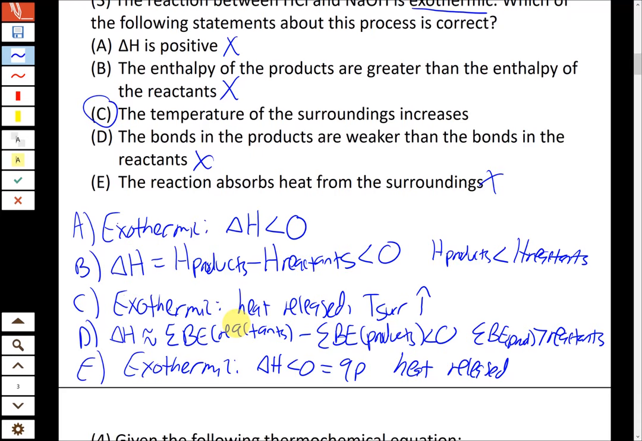All right, other questions? So for E to be correct, the reaction would have to release heat? Yeah, and that's sort of related to choice C here. The reason the temperature of the surroundings increases is because the reaction is releasing heat to the surroundings. So if it was releasing heat, then it would be correct for choice C. Yeah.